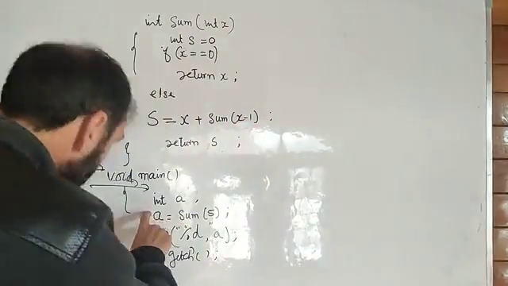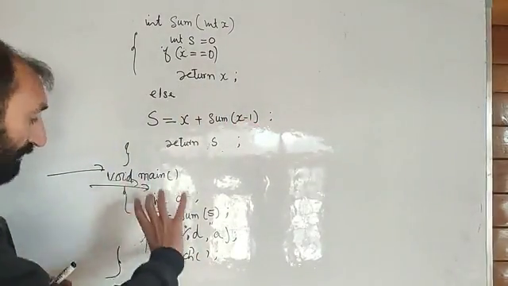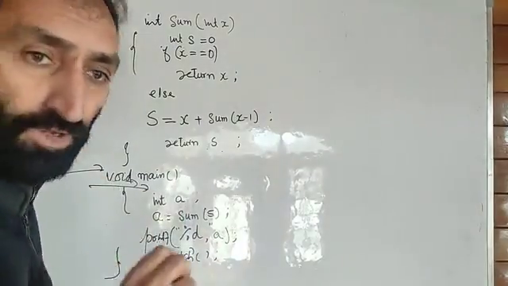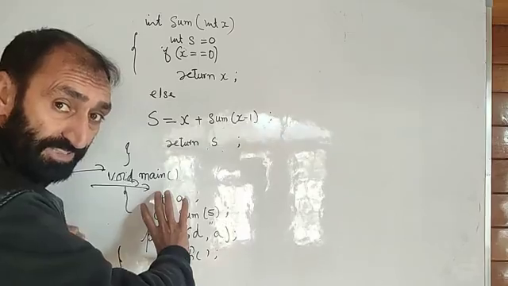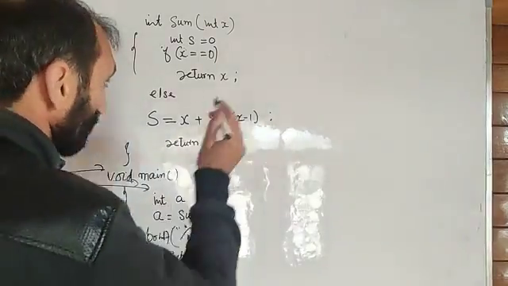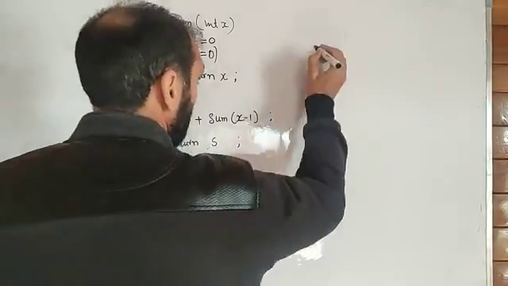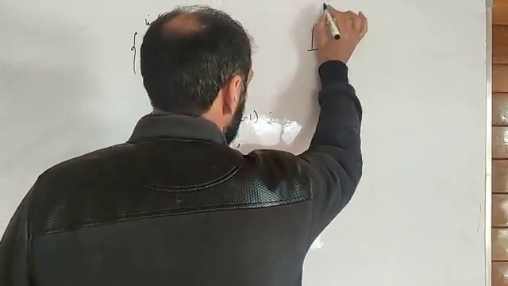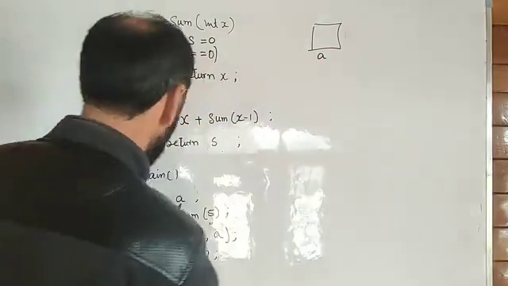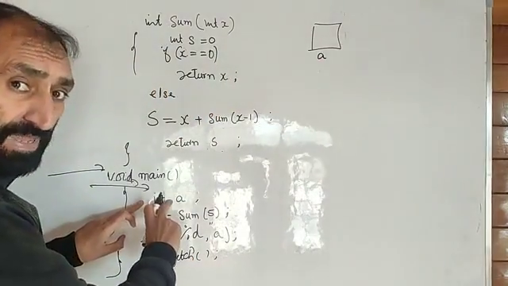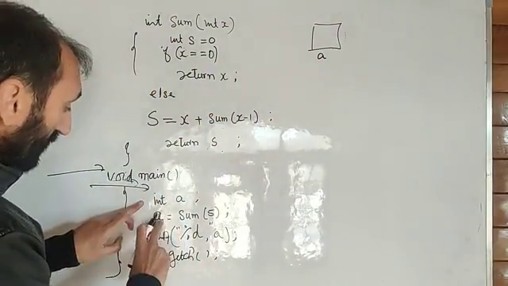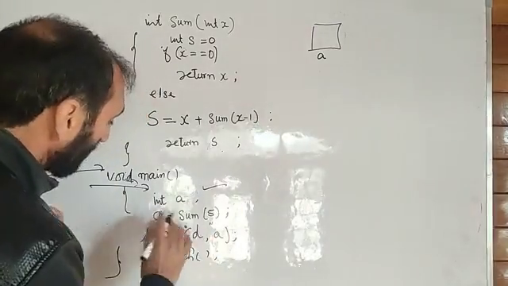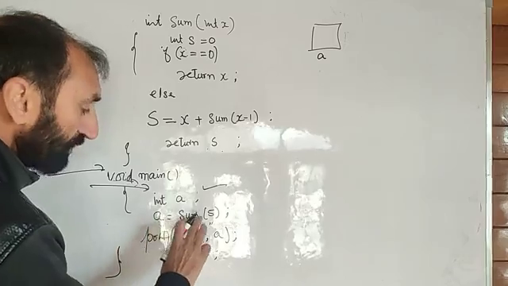So here, in this case, the memory allocated for main is from the stack memory. For example, here one variable A has been declared for this main. After execution of this line, the control will reach here: A equal to sum of 5.